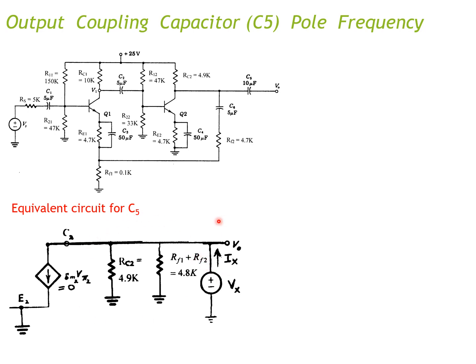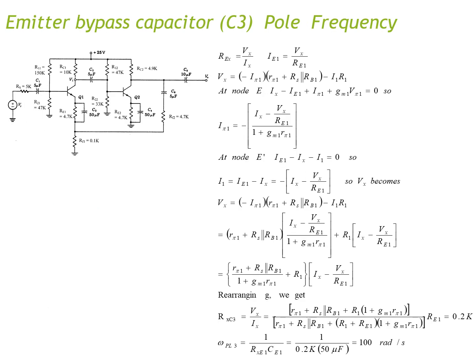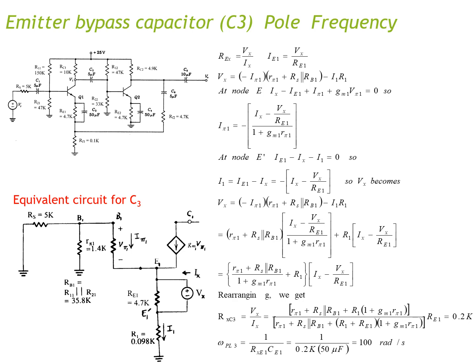Oh, I'm sorry. The resistance RXC5 is gonna be the parallel of these two guys because there's nothing on the right, there's only one thing on the left. So it's gonna be RC2 parallel RF1 plus RF2, which is gonna be 2.4 kilo ohms. So now we have the pole for C5 is 41.6 radian per second, and finally we are moving to C3 and also C4, which is the bypass capacitor.